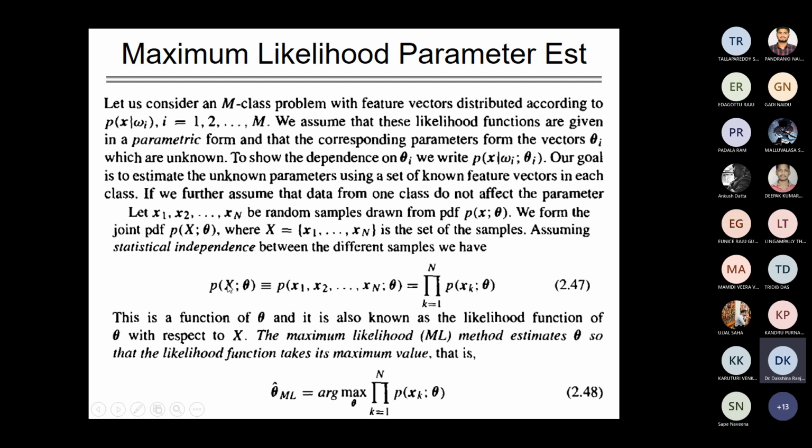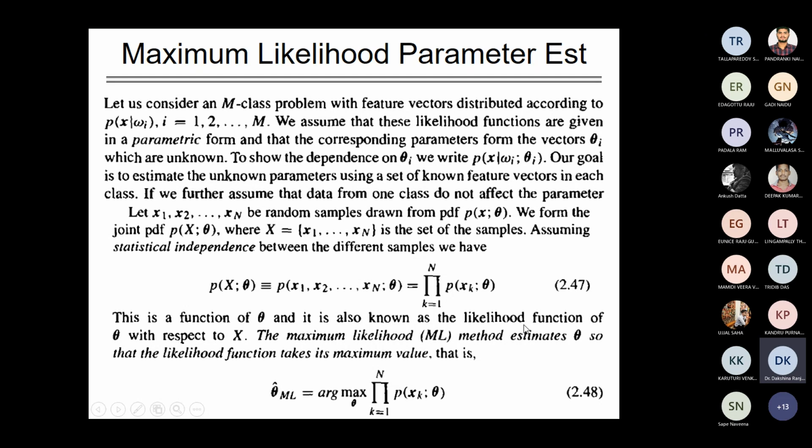Here X is known, theta is unknown. Since we are assuming that these samples are statistically independent of each other, we get this likelihood function of theta with respect to X. So the maximum likelihood method will estimate theta so that the likelihood function takes its maximum value. Now how will we get the maximum value? Because we have to estimate the maximum likelihood.